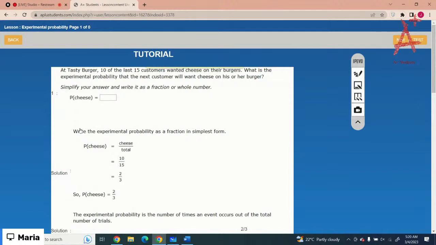Got it? So that means the experimental probability is the number of times an event occurs out of the total number of trials. Like the total customers are 15, and out of the 15 customers, 10 of them had a cheeseburger. So that is the experimental probability: the number of times an event occurs out of the total number of trials.